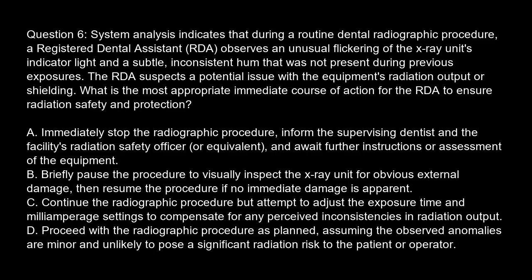Question 6. System analysis indicates that during a routine dental radiographic procedure, a registered dental assistant, RDA, observes an unusual flickering of the X-ray unit's indicator light and a subtle, inconsistent hum that was not present during previous exposures. The RDA suspects a potential issue with the equipment's radiation output or shielding. What is the most appropriate immediate course of action for the RDA to ensure radiation safety and protection?